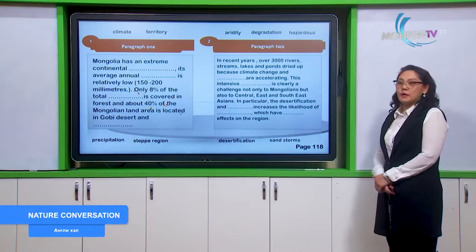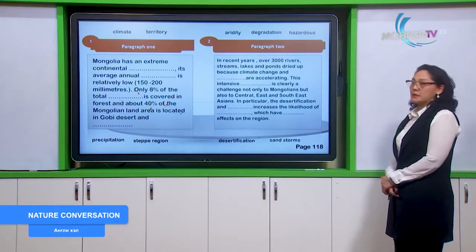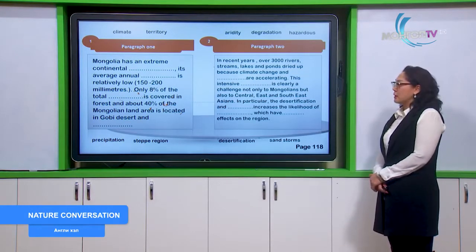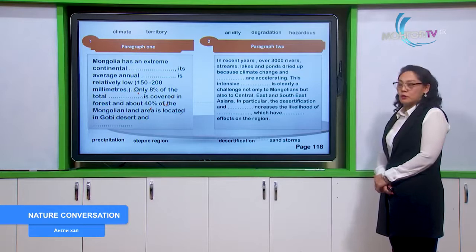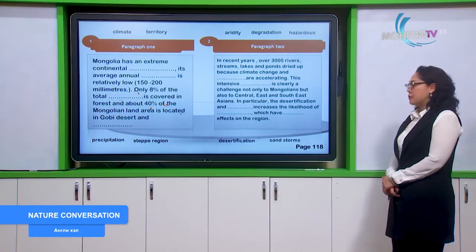Now I will translate these 4 words into Mongolian. Climate, цаг агаар. Territory, бүс нутаг. Precipitation, хур тунадас. Steppe region, тал нутаг, тал бүс нутаг.